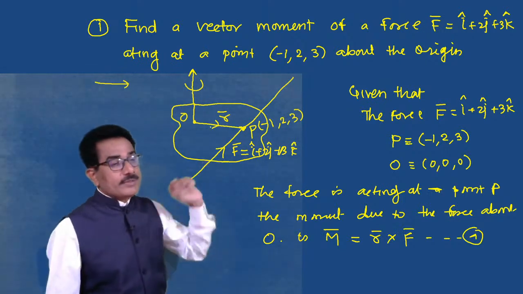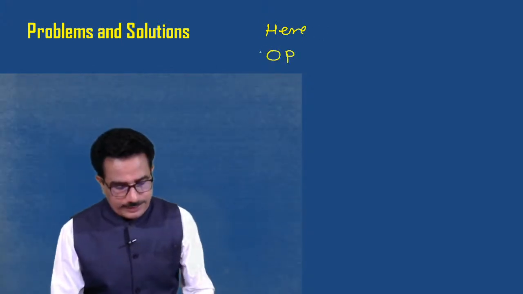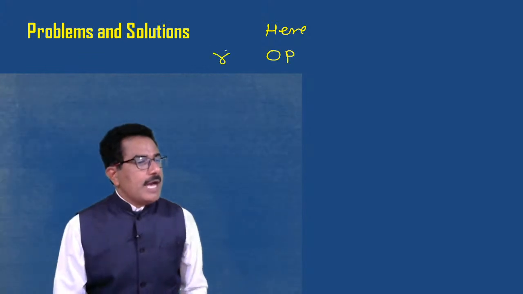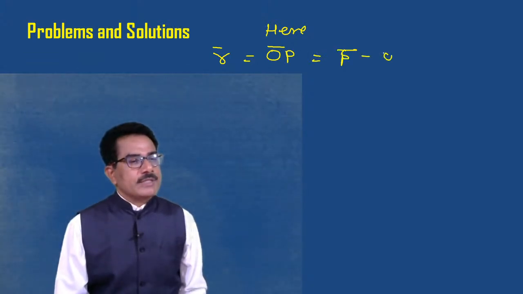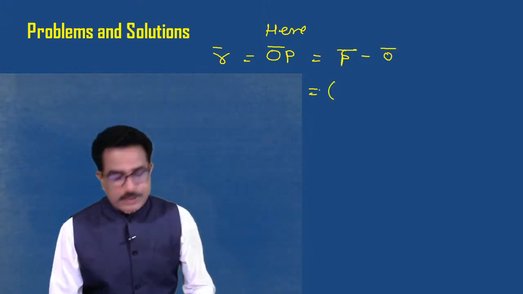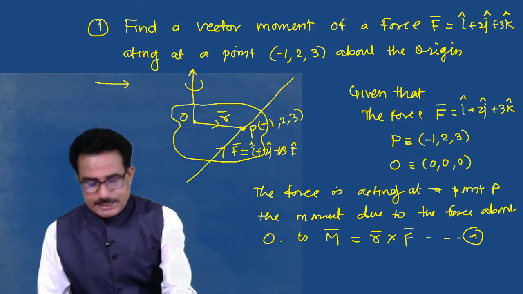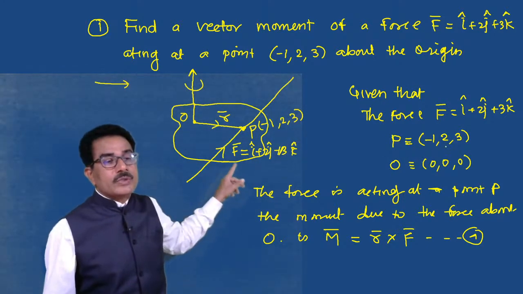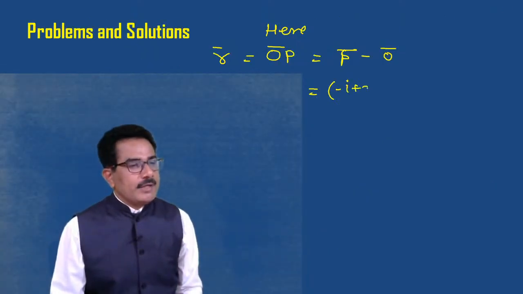Now R bar means what? OP bar. Here we can write R bar is equal to OP bar. How is OP bar calculated? Small p bar minus O bar. p bar means convert this into the position vector. How can we write point P as a position vector? The point is (-1, 2, 3), then its position vector is -i plus 2j plus 3k.